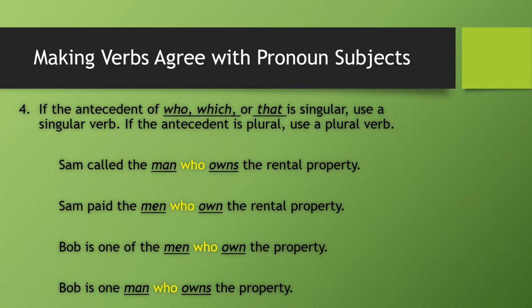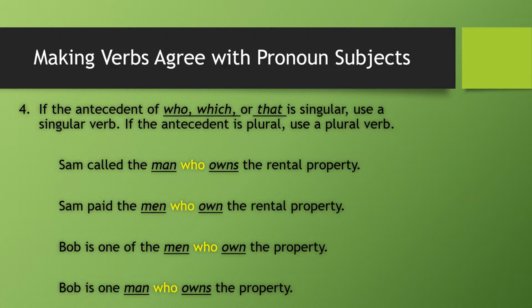But how do we determine the verb, whether it's singular or plural? Well, we determine it by the subject. In the first sentence, Sam called the man, singular, who owns the property. So, man who owns. But in the second sentence, Sam paid the men who own the property. So, in this sentence, the antecedent of who is men, so we take a plural verb.